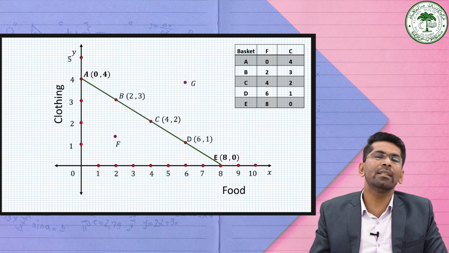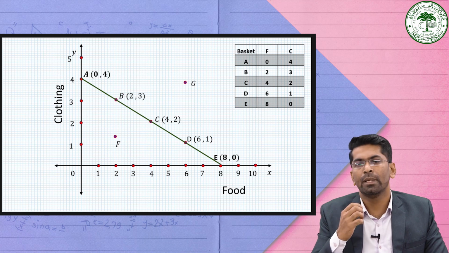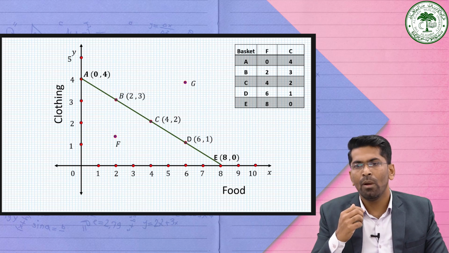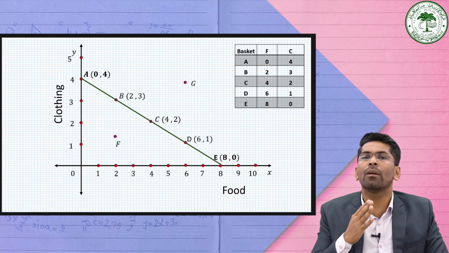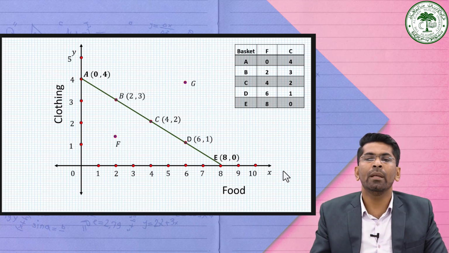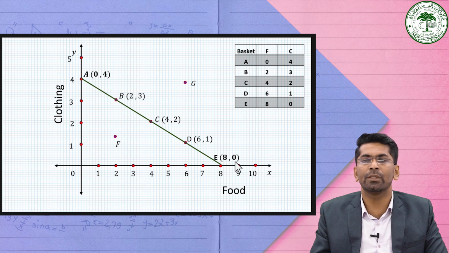However, there are certain situations where the budget line can shift or rotate. How is it possible? When the consumer's income changes or the prices of food and cloth change, in these two situations the budget line will shift depending upon how your income is changing. For example, an increasing income will shift the budget line outward, parallel to the original position. So we have the original position, and this one is a parallel curve if the income changes.